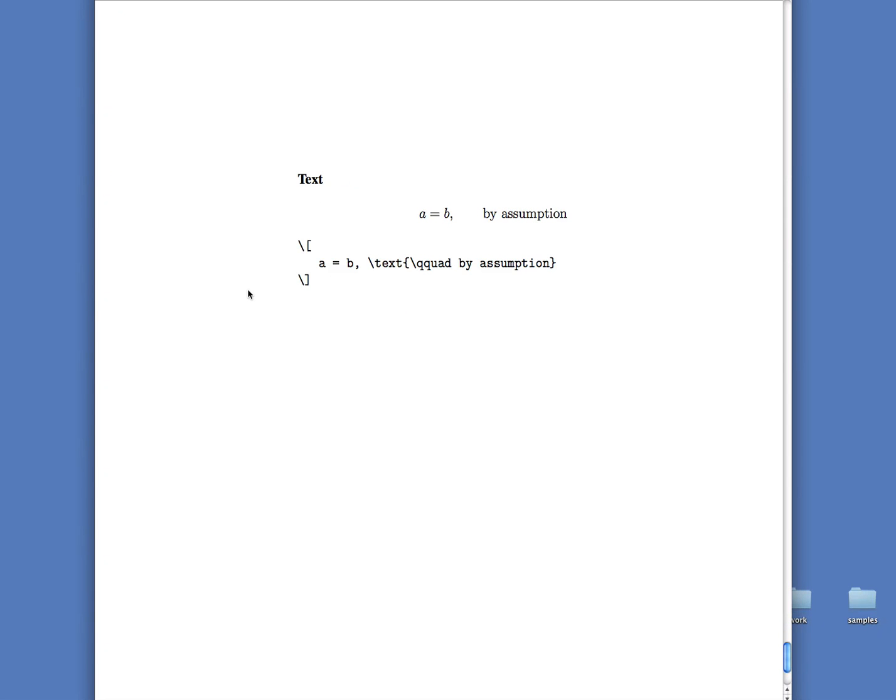And finally, we have text. Occasionally in math, like in this example, a equals b, comma, by assumption, we want to type text, in this case by assumption. You do it with the text command, which is a really intelligent command. If a text goes into a subscript, the size of the text will be appropriately shrunk. Same with superscript.